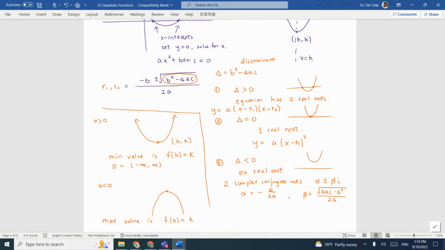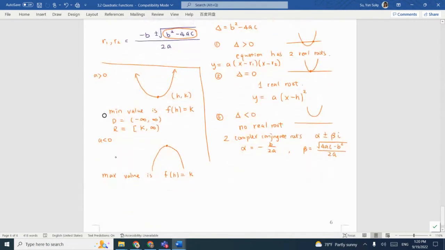But how about your range? Well, your range: the minimum is k, and there is no maximum. It just goes up forever, right? So the range will be from k to infinity. Yes, everybody, from the picture. And then here, how about the domain? If a is negative, the domain is all real numbers. But how about the range?